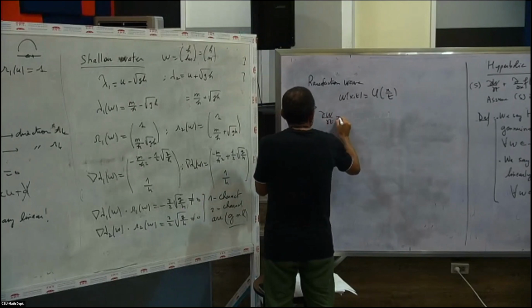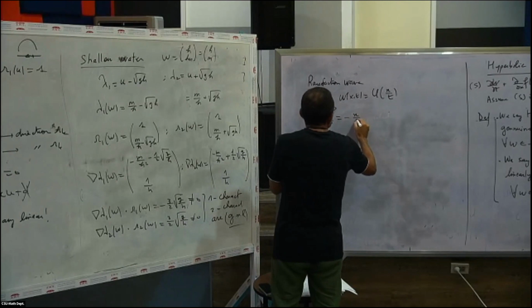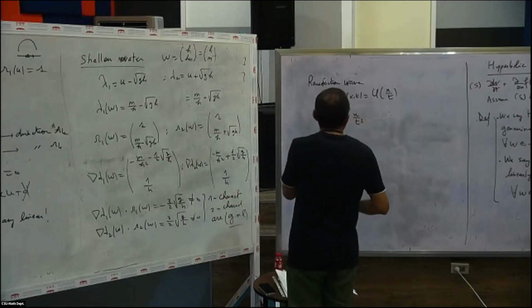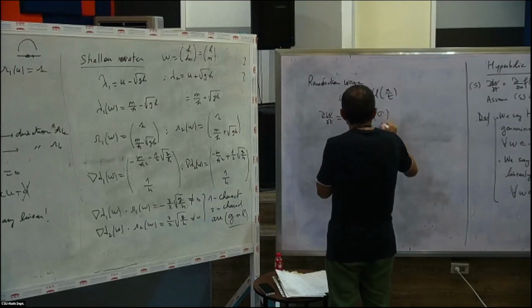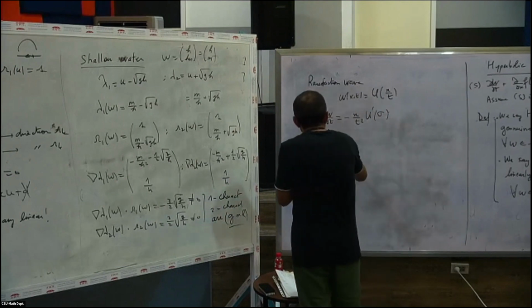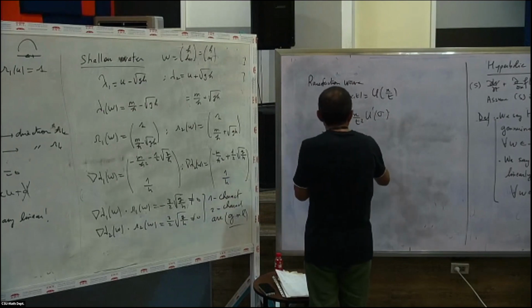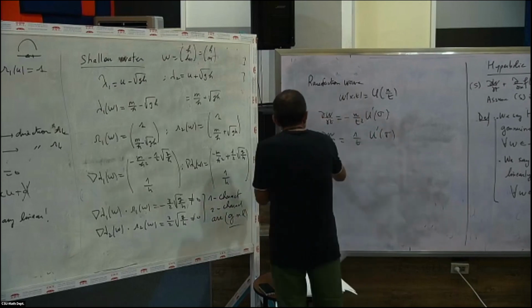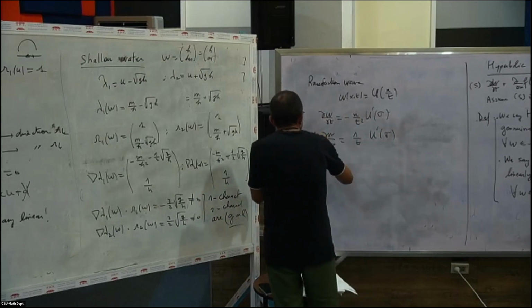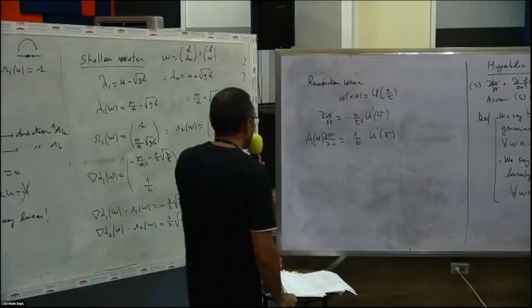dW over dt is minus x over t squared u prime, like before. And dW over dx is 1 over t u prime of sigma, but you multiply this by A of W, the Jacobian matrix. Okay.